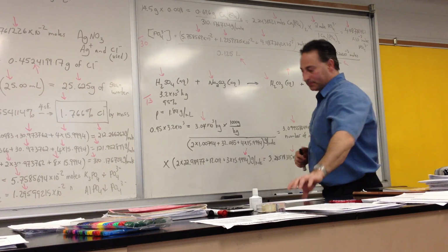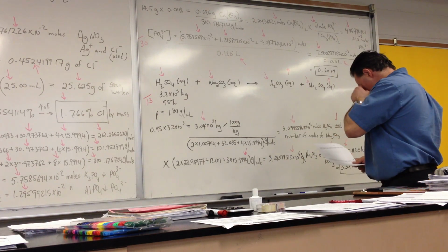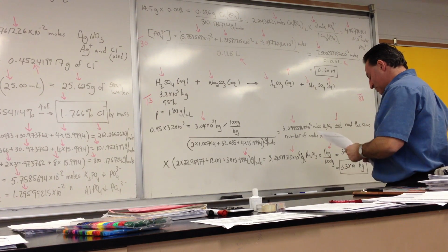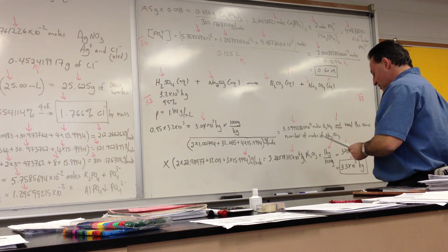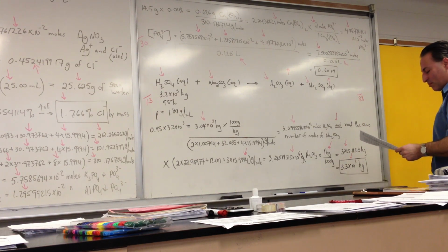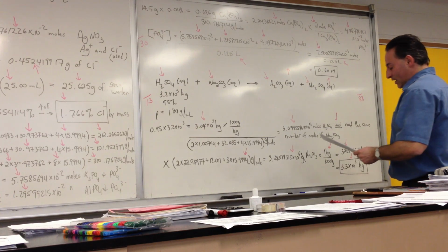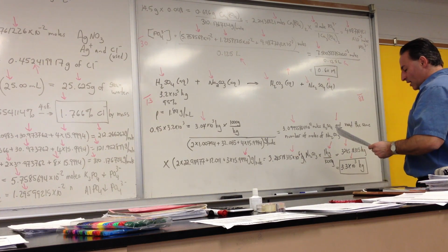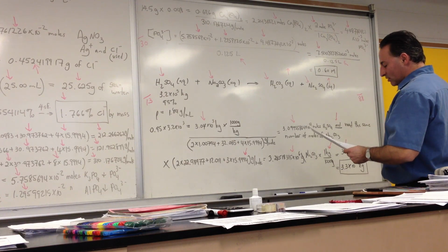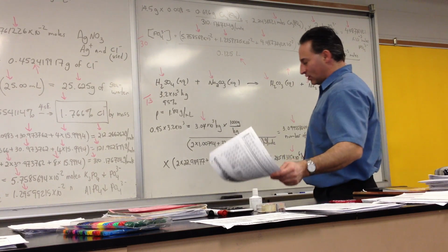And lastly, we're asked: a tanker truck carrying 3.2 times 10 to the 3 kilograms of concentrated sulfuric acid solution tips over and spills its load. If the sulfuric acid is 95% H2SO4 by mass and had a density of 1.84 grams per milliliter, how many kilograms of sodium carbonate must be added to neutralize the reaction?